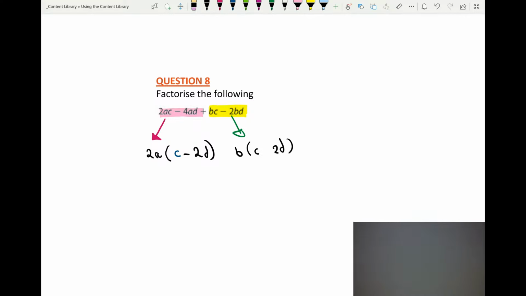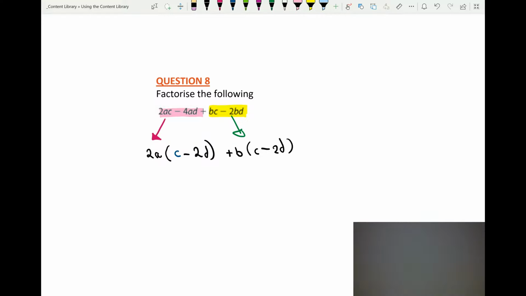Now, at this stage, I always tell people these two brackets have to be identical. They have to be the same. So in order for them to be identical, trust that the first one is right. So this has to be a minus here. So I'm putting in that minus. And then the sign in front of the B, I'm going to put the plus in here, because B times C is positive BC. So I'm happy with my signs now.